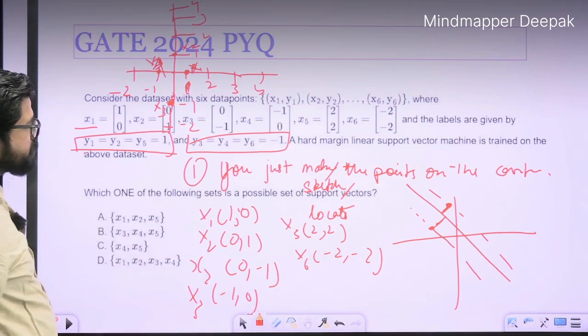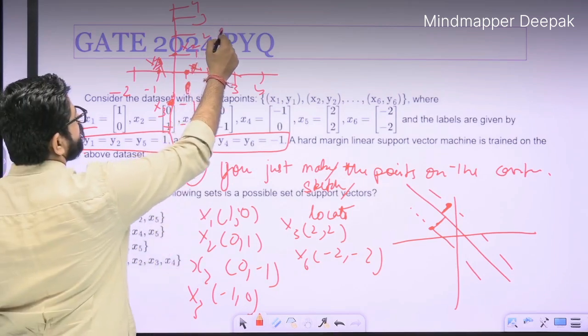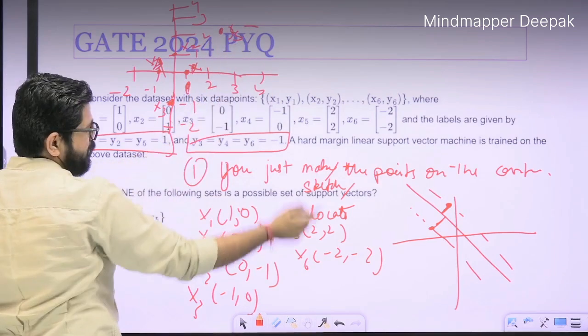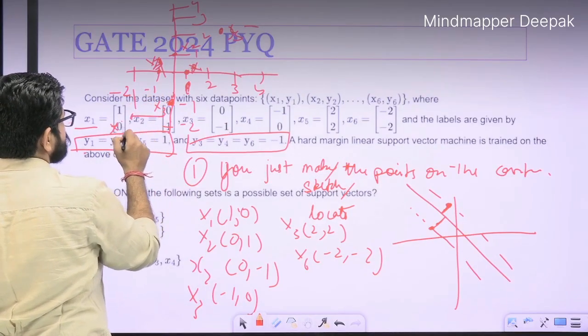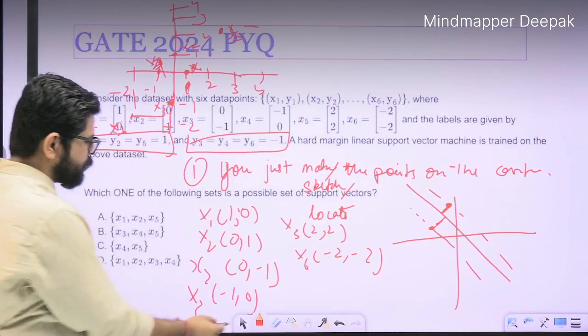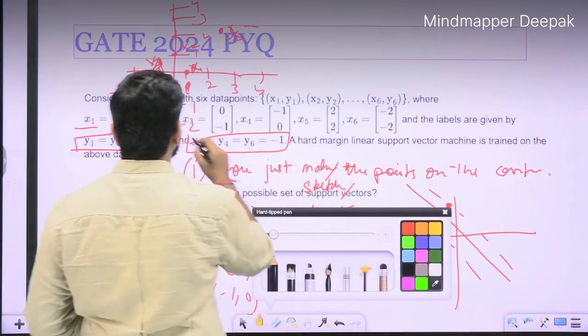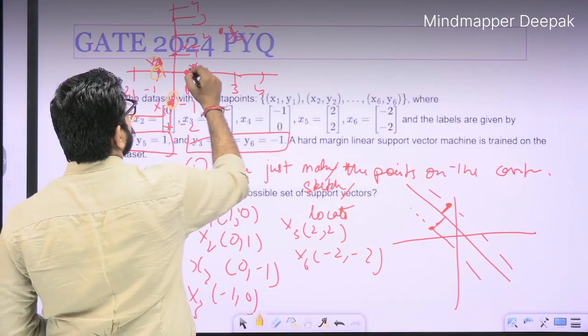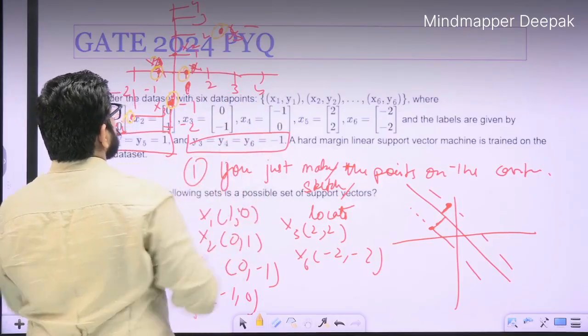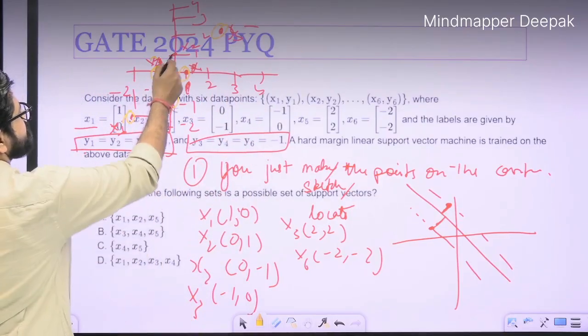Then x5 is 2 comma 2, this is the point. And x6 is minus 2 comma minus 2, which is this point. So these are all the points you have. I am just highlighting these points so that you can easily understand. So we have these total points, and this is x2.